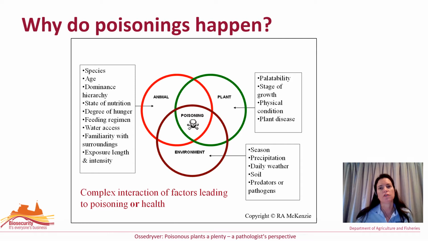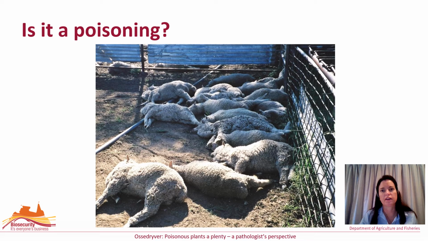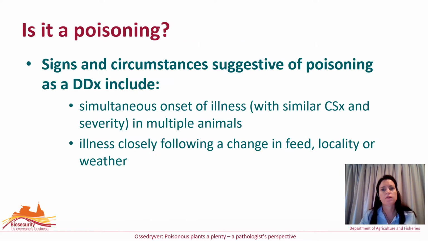It's important to note that most livestock poisonings happen due to unnatural circumstances, which lead to the critical intersection of these factors. So how can we tell if a mortality event such as this is due to a poisoning? Poisoning should be considered a possibility when there is simultaneous onset of illness or death in multiple animals, or illness closely follows a change in feed, location, or weather.